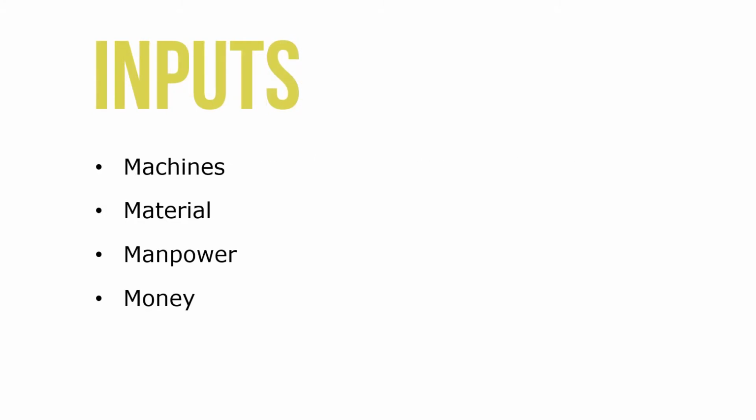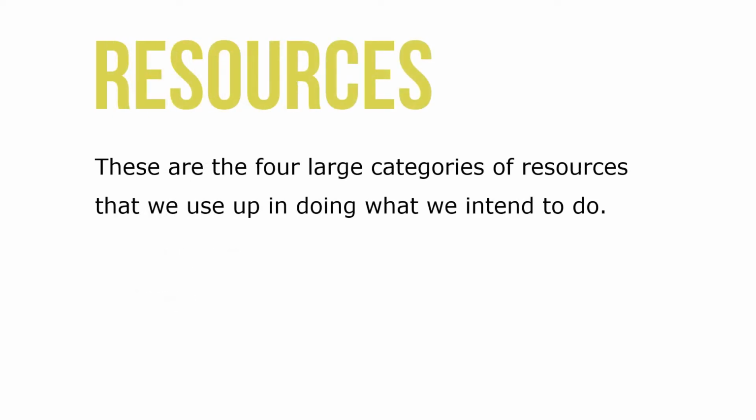Resource inputs include machines, resources such as tools, equipment, manufacturing machinery, and other machines that are used in completing work. Material, which are any physical resource like wood, metal, buildings, real estate, and so on that we use in production. Manpower, the people who are needed in a particular production process, both quantity and types. And finally, money, the capital that must be spent to perform our processes. These are the 4 large categories of resources that we use up in doing what we intend to do. Whenever we look at workflow analysis, we have to identify which of these 4 M's and how much of each we're using in a particular process.